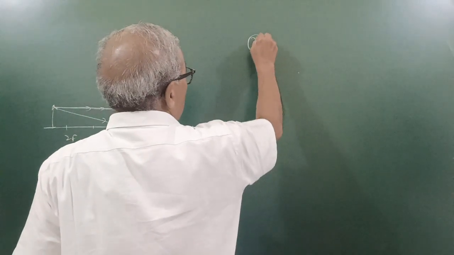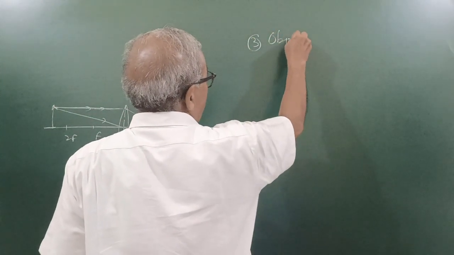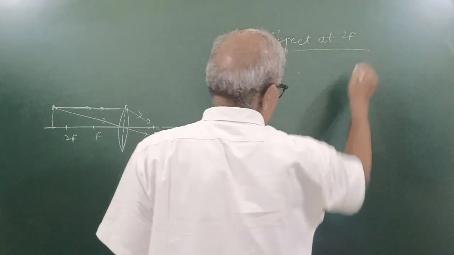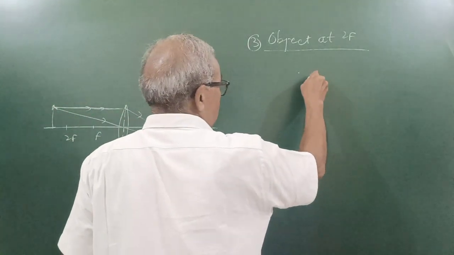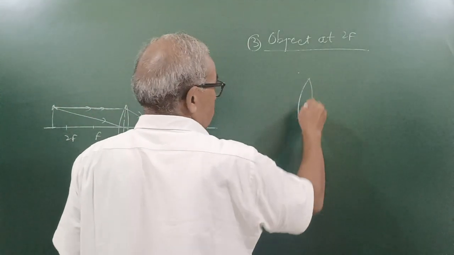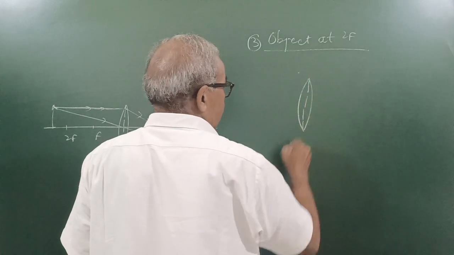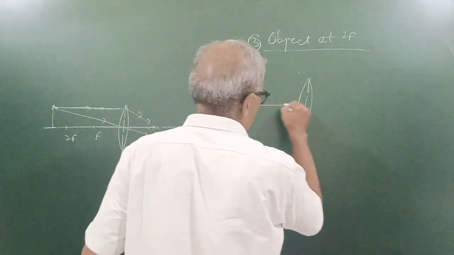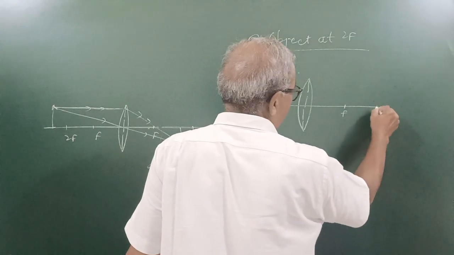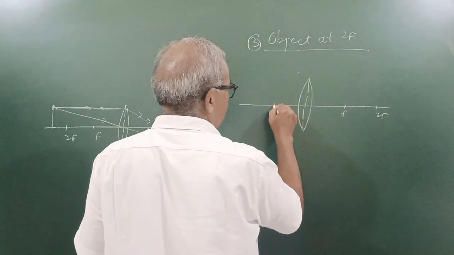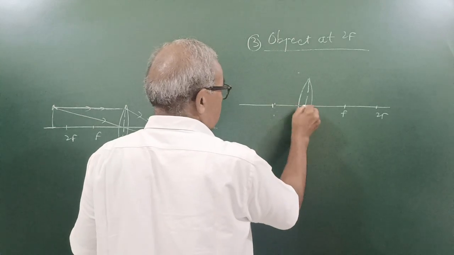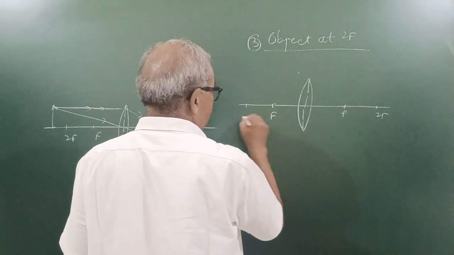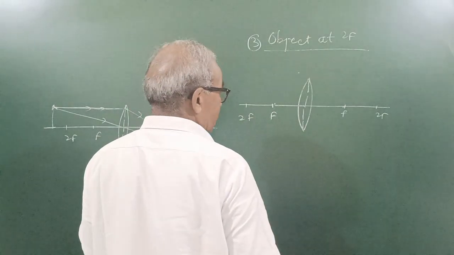Number 3, object at 2f, convex lens. All these things are being told to you in the convex lens. Try to draw a thin convex lens and a longer one also. F, 2f, F. If your distances are exactly equal, you will not make any mistake in drawing the diagram. Otherwise, there will be a mistake.